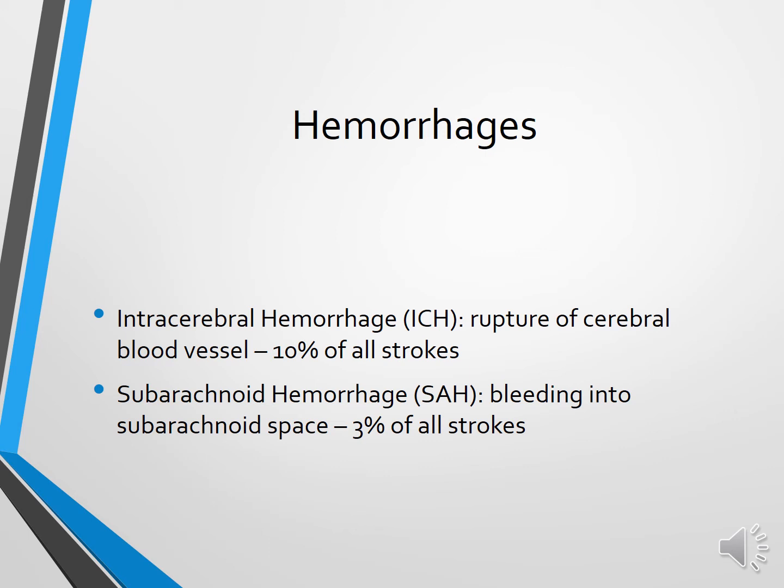Let's switch gears and talk about hemorrhages. These are going to be bleeds. So your most common is intracerebral, but you can also have subarachnoid. And these two are classified based on where the rupture and the bleeding is occurring.